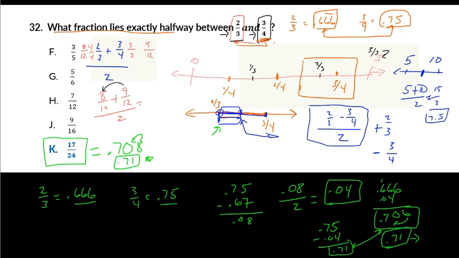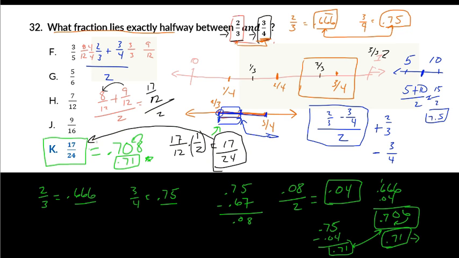9 plus 8 is 17 over 12 divided by 2. Dividing by 2 is the same as multiplying by 1/2, so we have 17 over 12 times 1/2. And that equals 17 over 24. Ta-da! I think that's the fastest way to do this. And there's your answer choice.